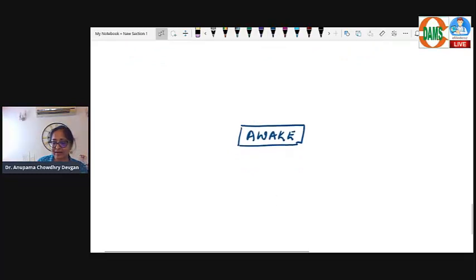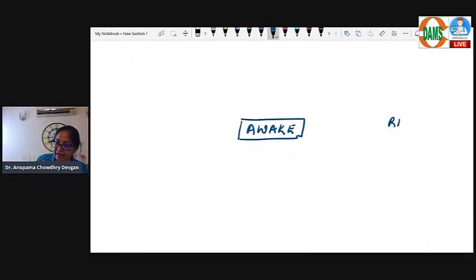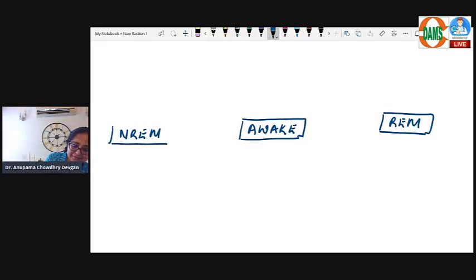So let's write awake here, and here is REM. REM and NREM on this side. Sleep cycle is 90 minutes. Sleep cycle means all the cycles, stages 2, 3, 4, 3, 2. All that will be 90 minutes. So I've written this: awake is in the center, REM on the one side, opposite to awake state, NREM on the other side, opposite to awake state.